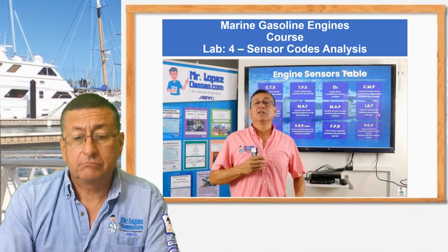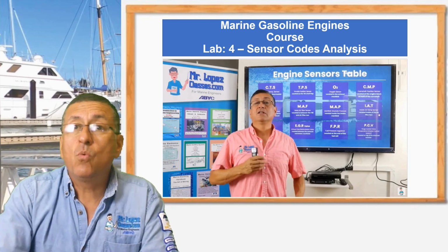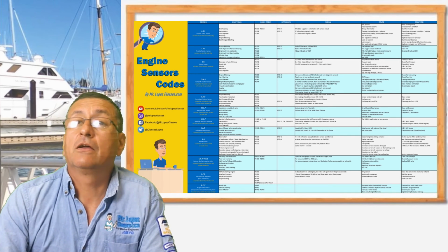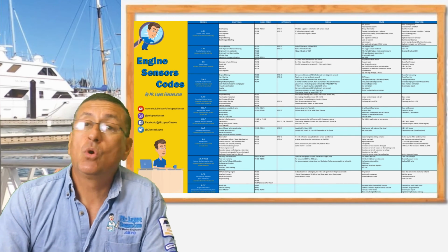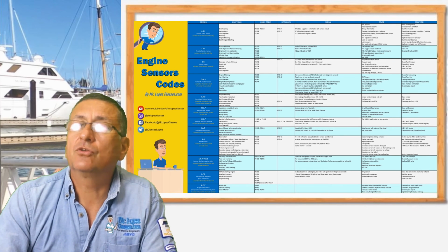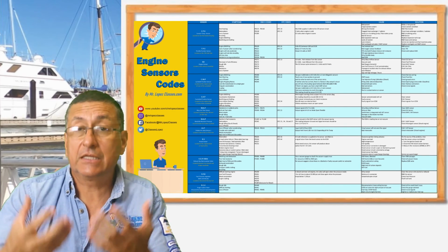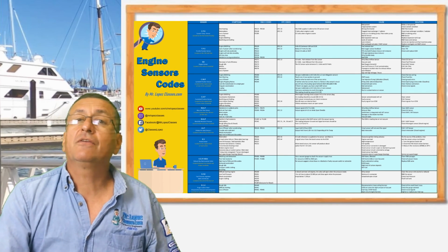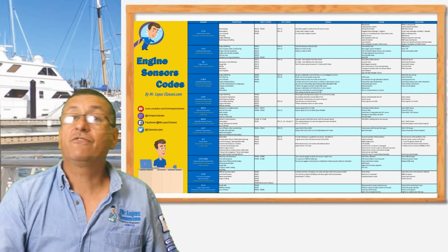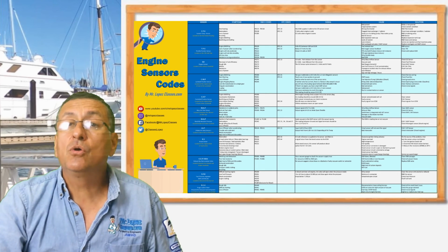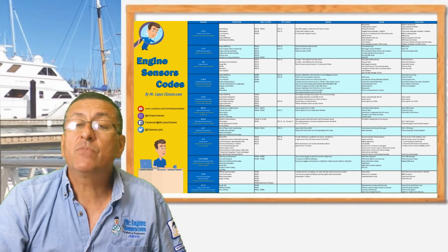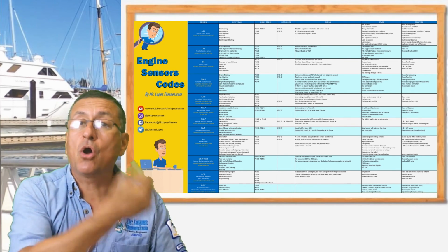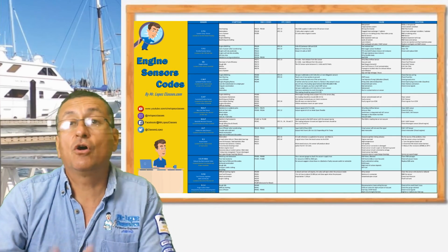I created some years ago this wonderful table in order to follow OBD2 codes for gasoline and diesel engines. In both classes, gas and diesel, we are going to use that table to identify the codes, the cause for that code, the consequence, the symptoms, and how to clear, how to eliminate those codes in the dashboard of your boat.